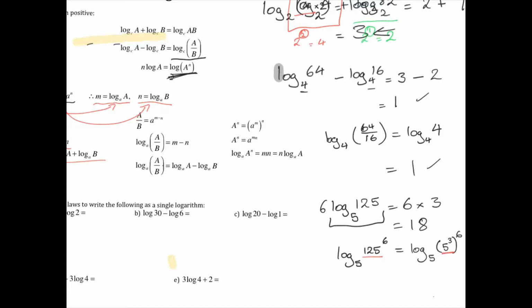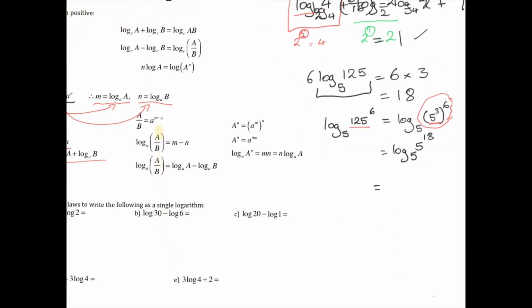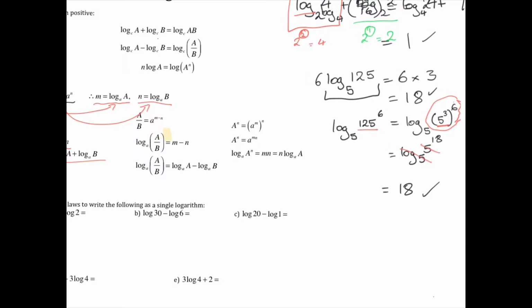Now, what can you do with index laws there? Times the powers, so that becomes 5 to the 18. But wait a minute, we can simplify that. It just equals 18 because the log and the 5 cancel each other out. So it just equals 18. Oh, they're equal as well. Good. Okay, now they're showing why it's equal. You don't really need to worry. You just need to use them.